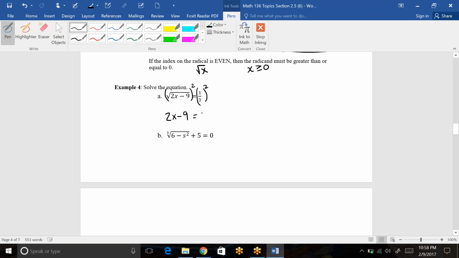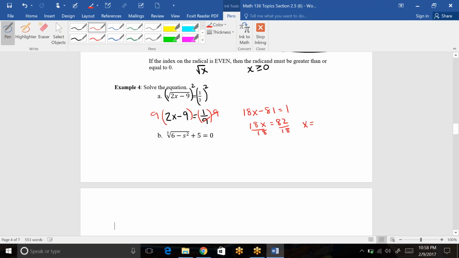1/3 times 1/3 would be 1 over 9. You can either add the 9 over and then divide by 2 the way this is, but you'd have to get a common denominator. So I'm actually going to choose to multiply everything by 9 to get rid of that fraction, and I can do that because there's an equation. So this would be 18x minus 81 equals 1. We would add the 81 over, so that's 18x equals 82, and we divide by 18.